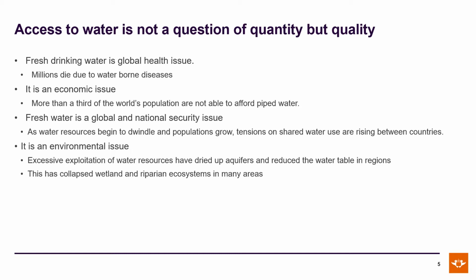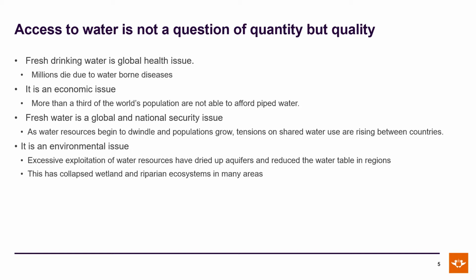Access to water is not a question of quantity, but of quality, in which fresh drinking water is a global health issue, in which millions die due to waterborne diseases, as well as poor quality water, such as heavy metals present or microbes or sediment. It is also an economic issue, in which more than a third of the world's population is not able to afford piped drinking water to their homes, where they find themselves walking large distances on a daily basis just to get water to their homes.